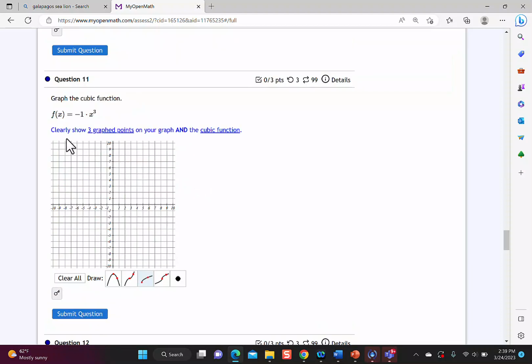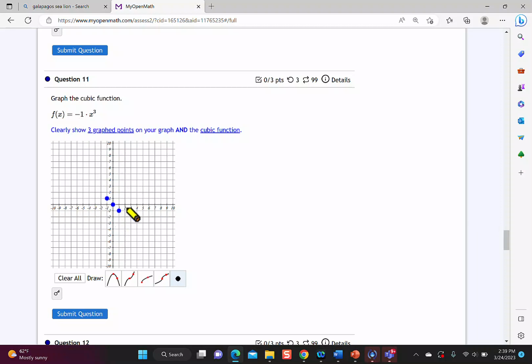Sometimes you'll notice that the graph may ask you for a certain number of points. This one says to graph 3 points and the cubic function. So to start, I'm going to graph 3 points that are on this function. I click on the point, and I'm going to hit 0, 0. I also know that the point 1, negative 1 would be on this function, and the point negative 1, 1 is on the function. So you're going to get these points by either plugging them into the function or knowing the basic shape of the function and knowing what happens from this transformation of it being negative.